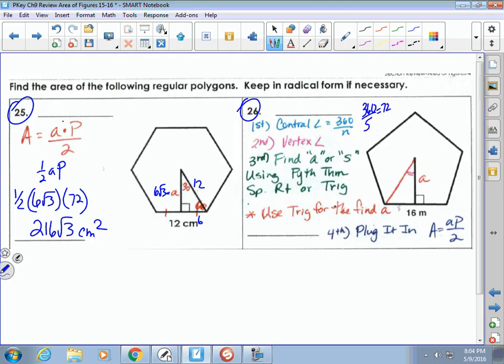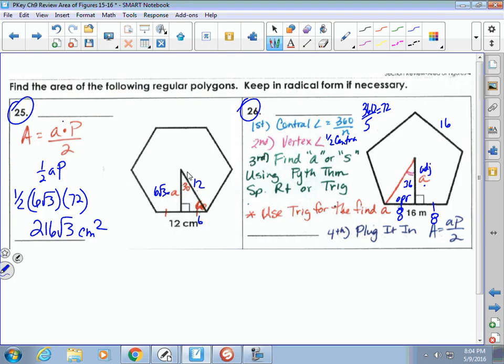To get to the vertex angle, you basically take half of that, okay? So it's always half the central angle. So half of 72 is 36. And from here, you're going to have to use trig to find the missing a or s. We already know the side is 16. The apothem always bisects that side. So this makes this 8 and 8. And now to get to my apothem, I can do opposite over adjacent.